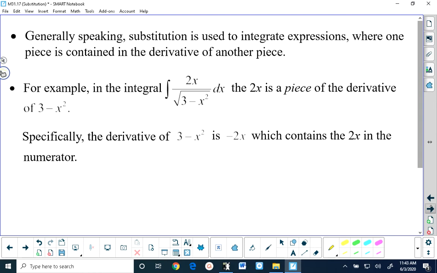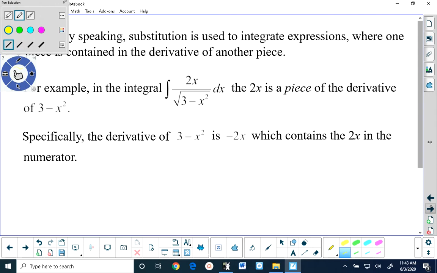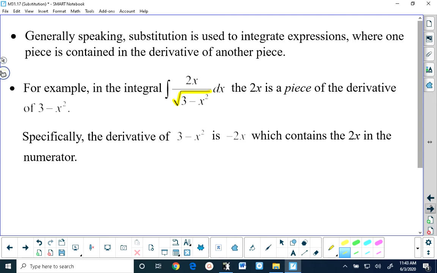I want you to note here that the piece that we differentiate to get something that contains the other piece does not include the square root. This is a very important idea. When we talk about a piece whose derivative contains the other piece, we do not include the operation. We only include the argument. And we're going to go through a number of examples to try to drive that home.